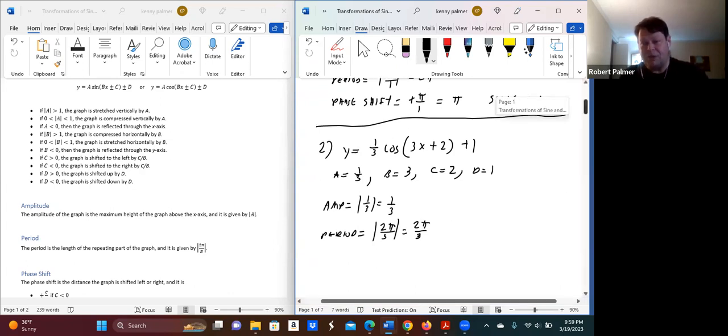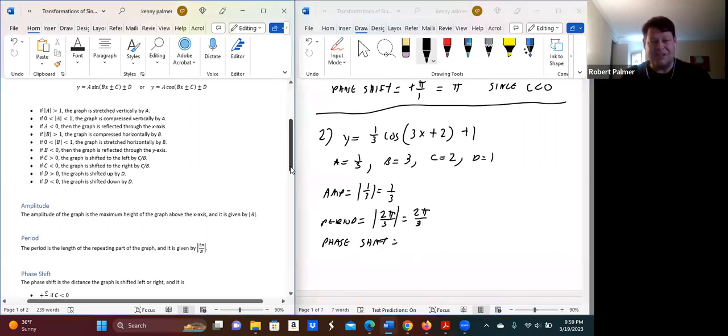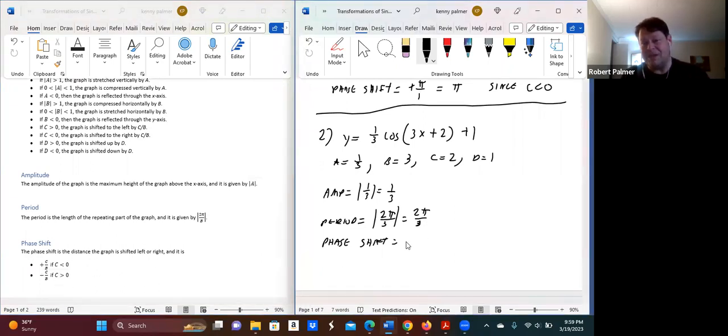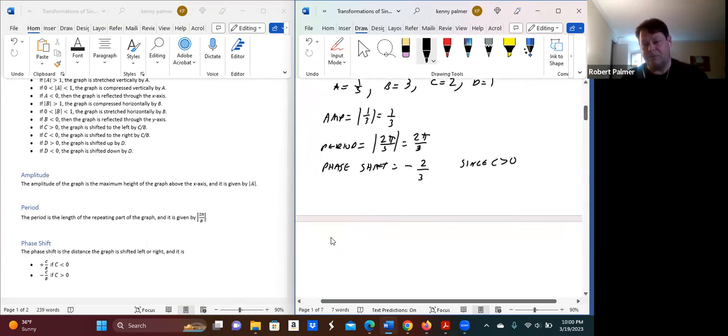Okay. Now, the phase shift, and this is one of the parts that's a bit trickier. Since your C is positive, it's going to be negative C, which is 2, over B, which is 3. And I'll say this is since C is greater than 0. That seems a little strange, but that's actually the phase shift. Since C is positive, your phase shift is negative. I'll also explain a bit why we have a C over B. Let's actually rewrite this one.